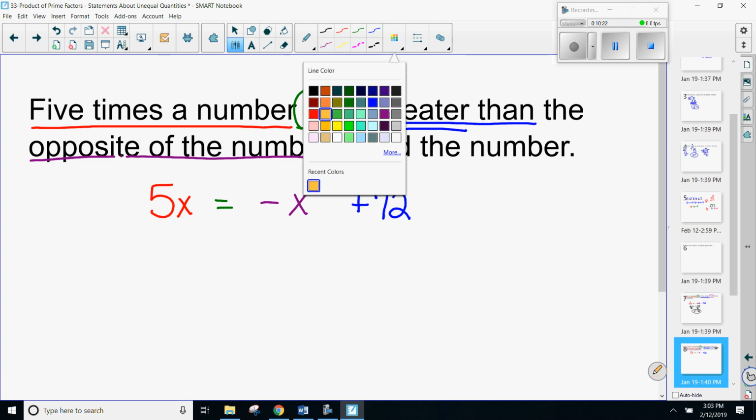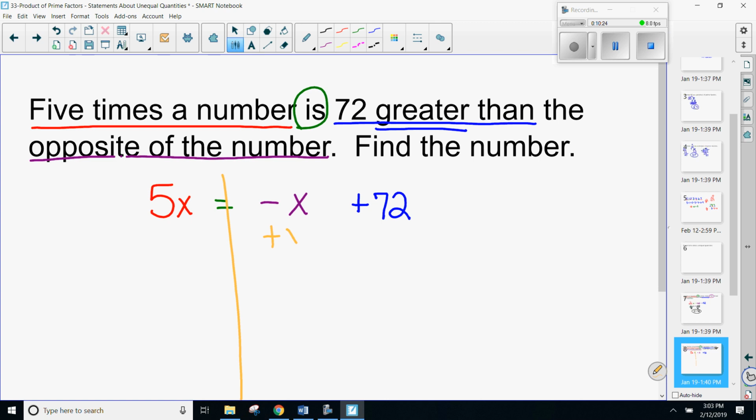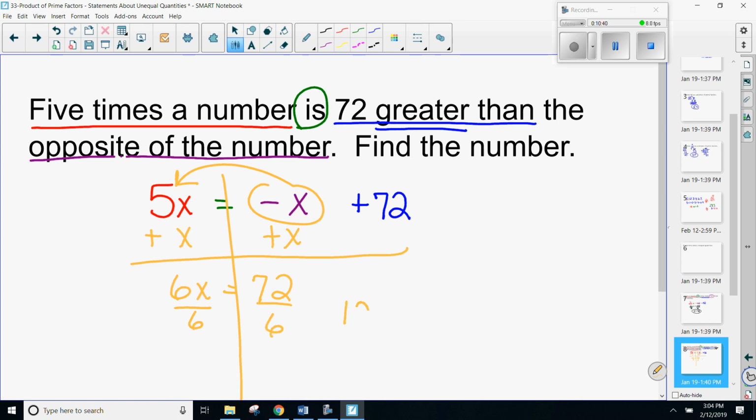How do you solve? I want to move the x over to the other side, so I'm going to add x. 6x is equal to 72, and then as a final step, divide by 6, and if you divide by 6, you get x is equal to 12.